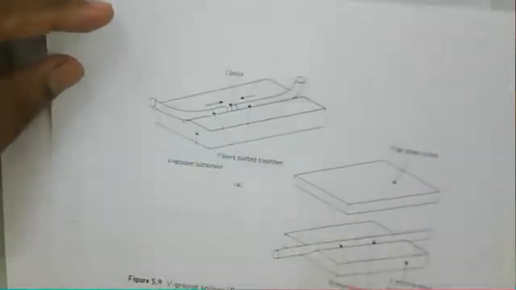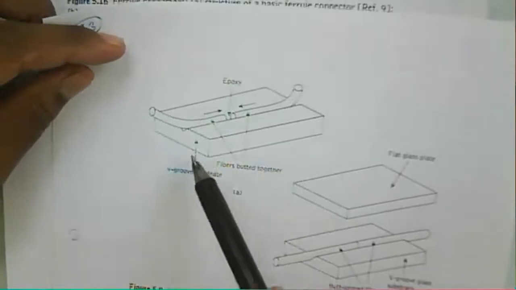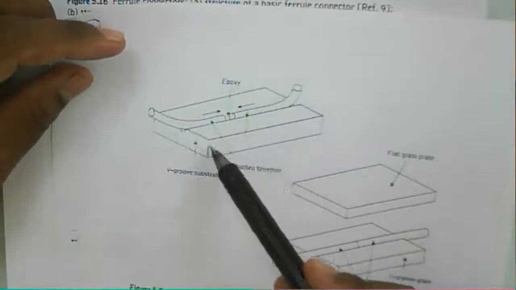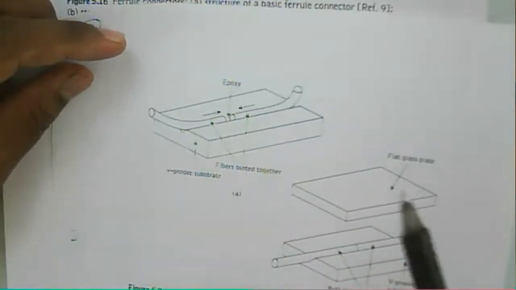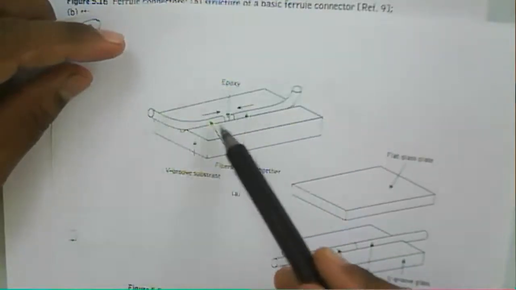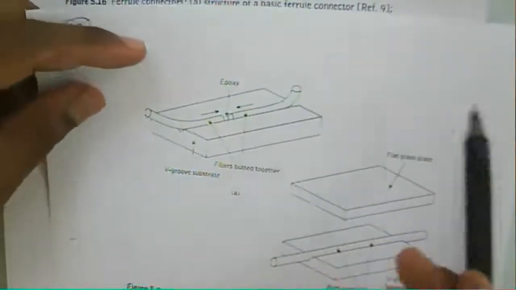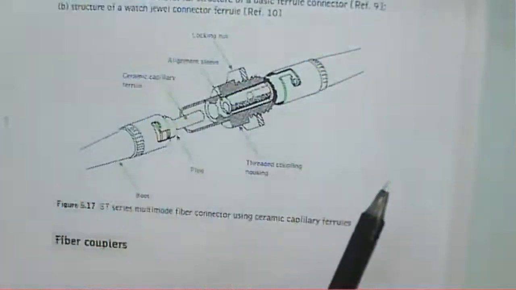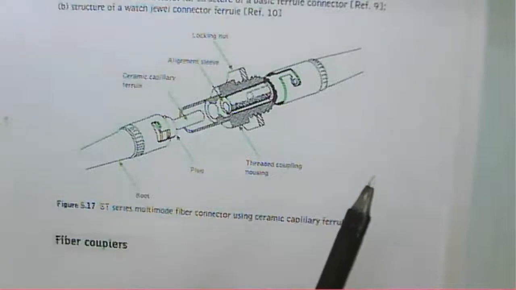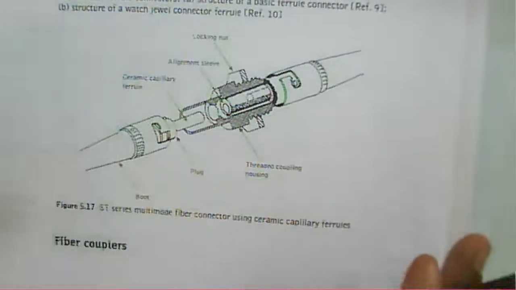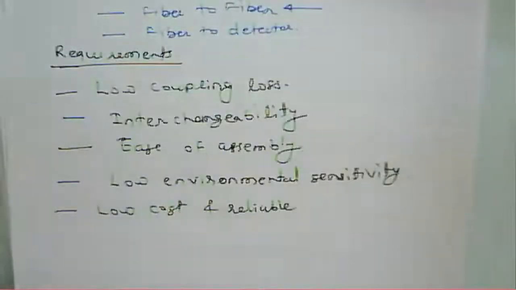As I mentioned earlier, there is the V groove type. It is like a V groove here. V groove splices use a material, a substrate, with a V groove type structure. So these are the connectors used to connect the fiber. Various connectors are there, and these connectors have low loss.